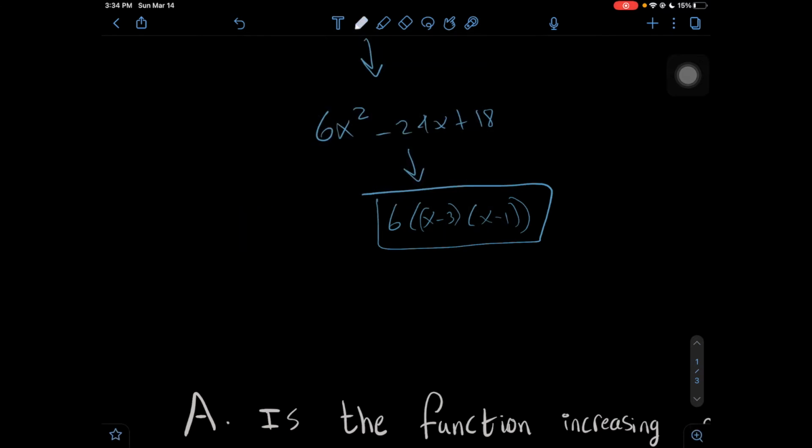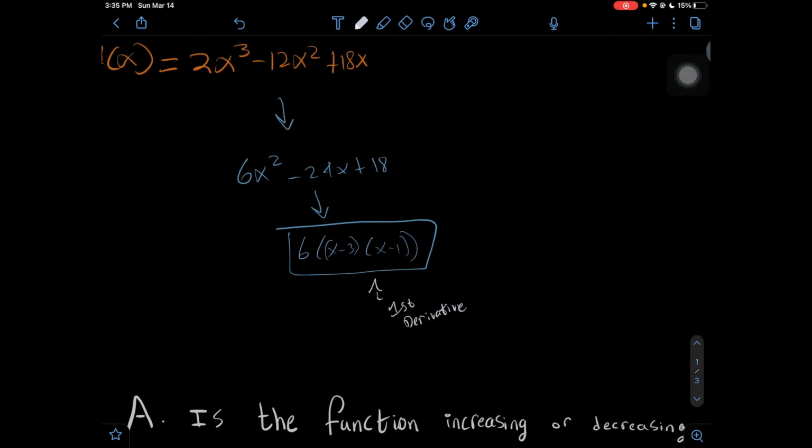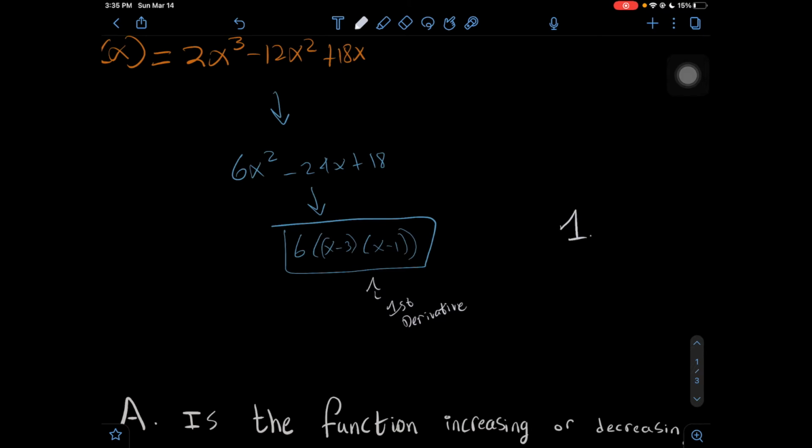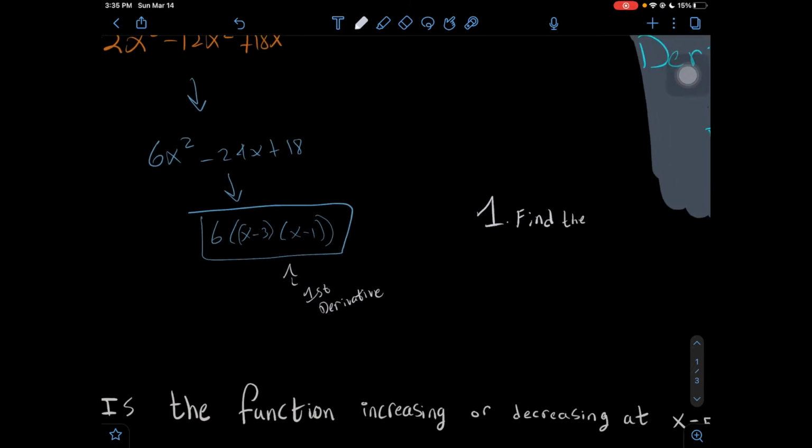Okay, so now that we have our derivative, we're just going to write that. This is our first derivative, and it's basically what we're going to be using for the majority of this video. So the first step for these types of problems is to find the first derivative, you could say.